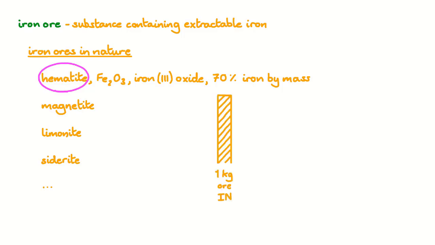What this means is that with perfect extraction, putting 1 kilogram of ore in, we should get 0.7 kilograms or 700 grams of pure iron out. However, it's not quite that simple, so let's look at the details.